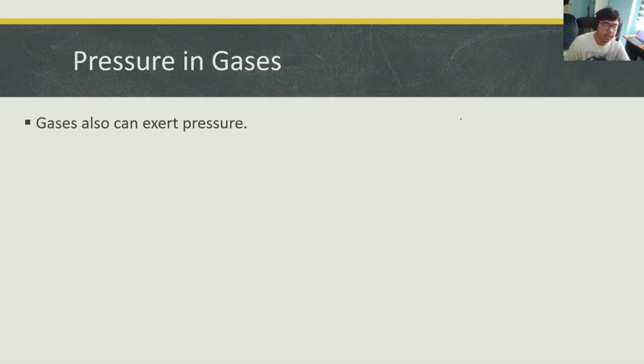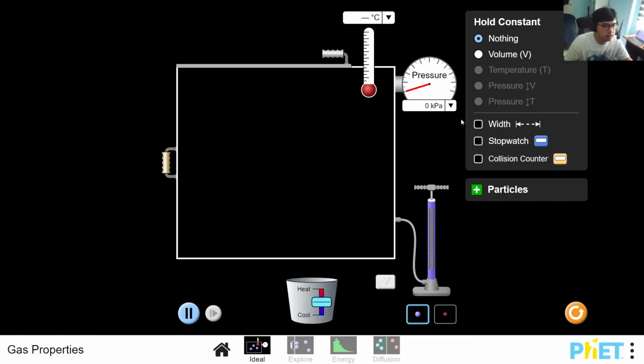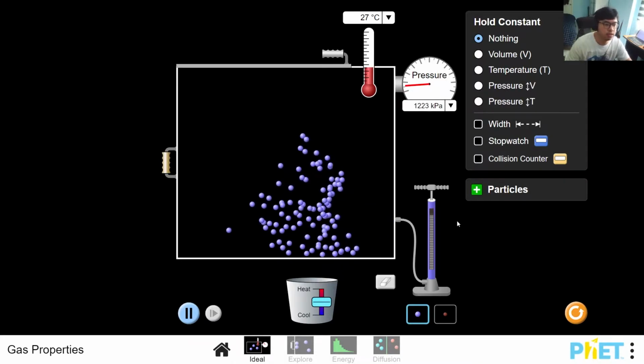Gases can also exert pressure, and a gas consists of tiny atoms or molecules that move around all the time. So here I have a simulation that shows you how gas particles exert pressure. In this simulation, I have a box or a container, with a pressure gauge here that measures the pressure, and a thermometer here that measures the temperature. I'm going to put gas particles inside this container and we will see what happens. I'm going to give 3 pumps.